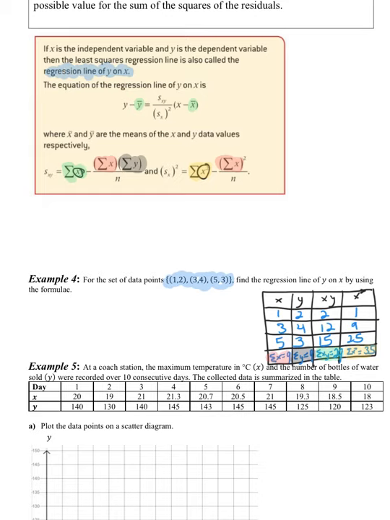Let me go ahead and use a blue pen here. We'll say s of xy equals the sum of xy, 29, minus the sum of x, 9, times the sum of y, 9, over n. N is the number of data points.